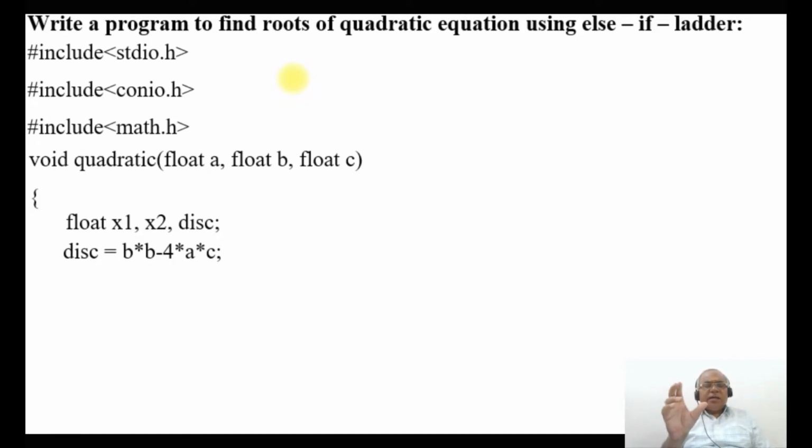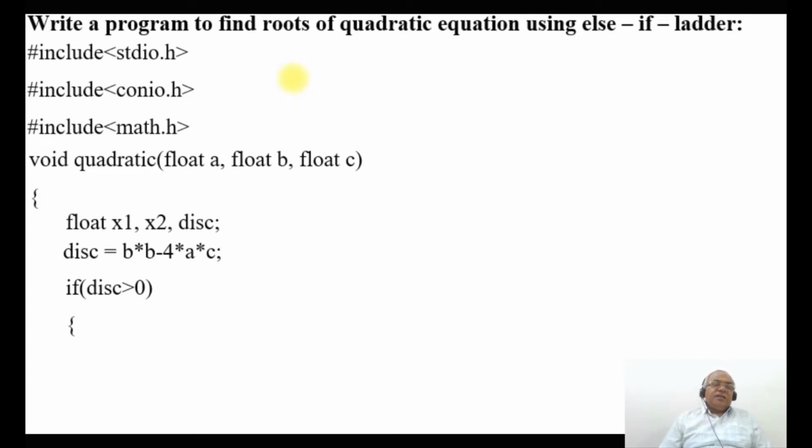Every time we cannot write b square minus 4ac, so for that reason we will declare it as a variable: b into b minus 4 into a into c is equal to disc. We are going to consider that as a particular variable, so disc is equal to b square minus 4ac.